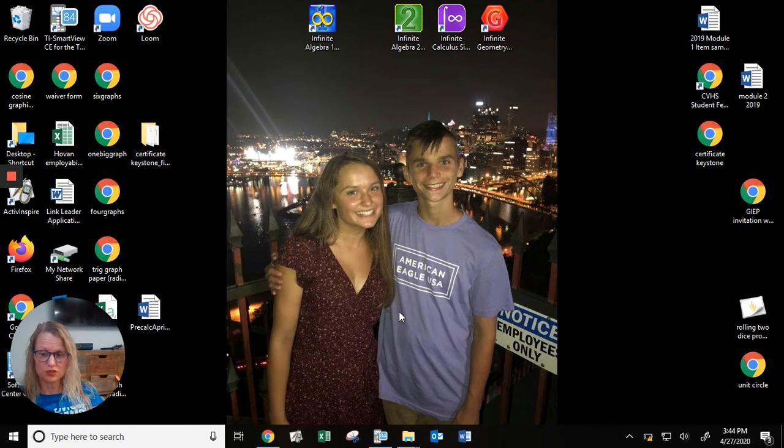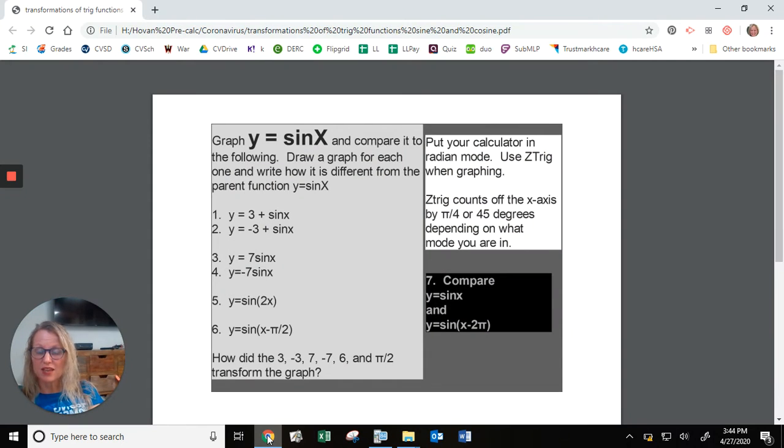Assignment, I'm actually going to do problem 1 of the 7 for you. So pull out a piece of paper, make sure you have your graphing calculator ready, and let's go. All right, so here's the assignment, and it says at the top, graph y equals sine x and compare it to the following. Draw a graph for each one and write how it is different from the parent function.